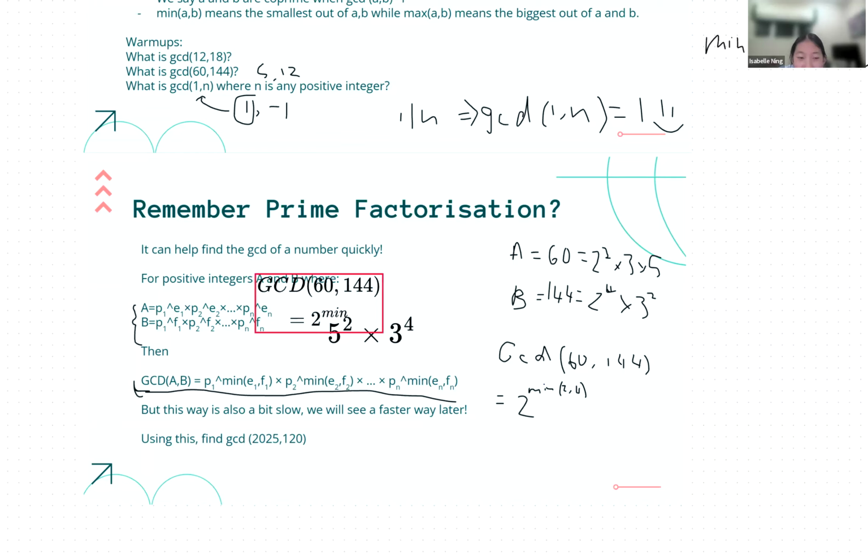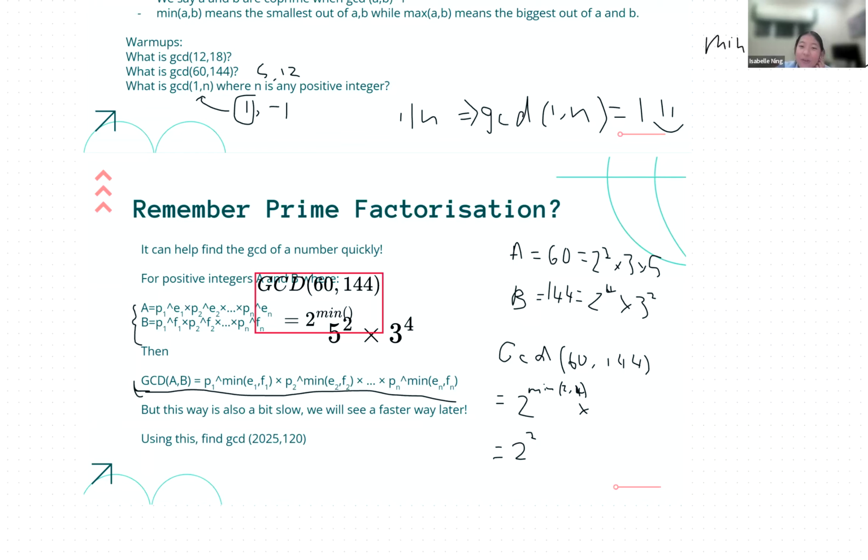Times the second prime. So the second prime is the thing after the 2. It's 2 to the power of the minimum of 2 and 4. You want to find 2 to the power of the minimum of 2 to the power of 2 and 2 to the power of 4. Okay, I'll explain why later, but let's see how it works first.